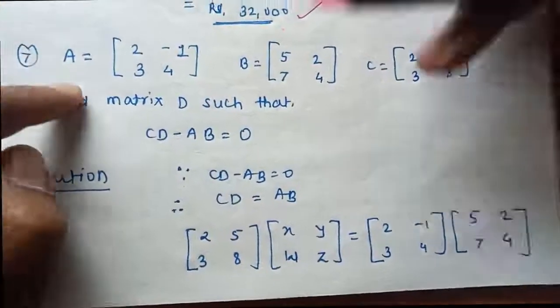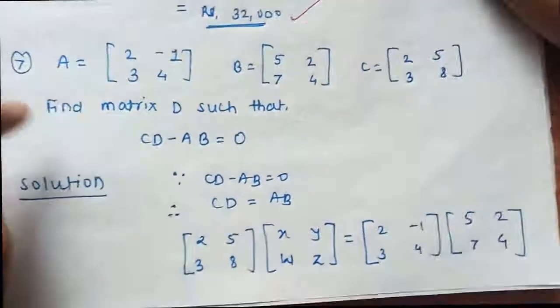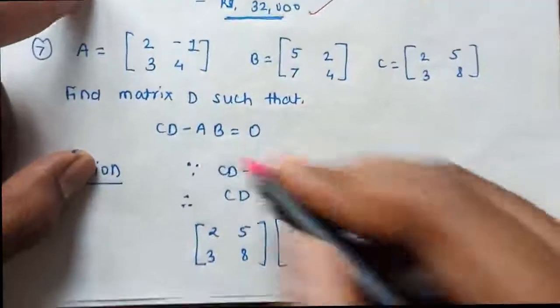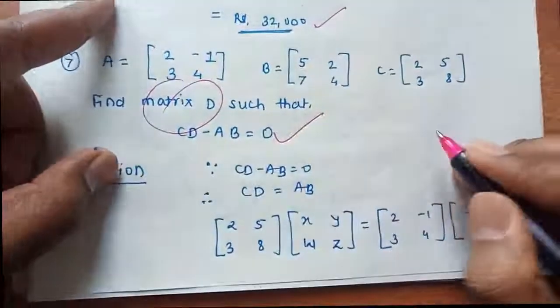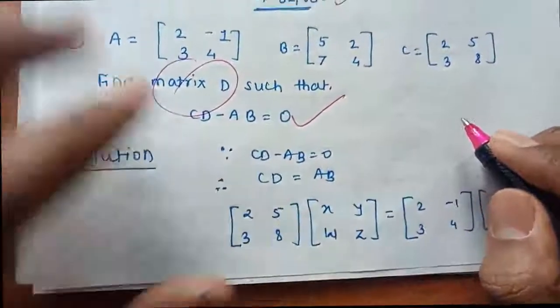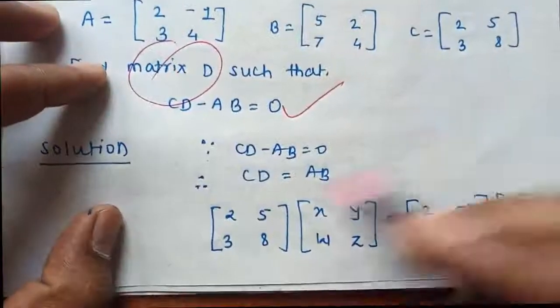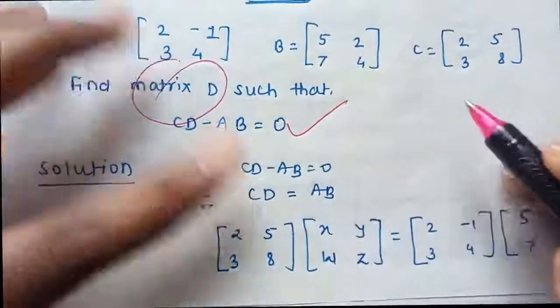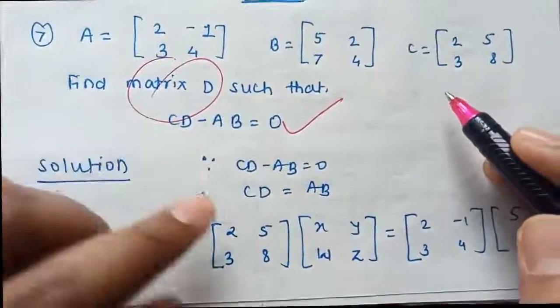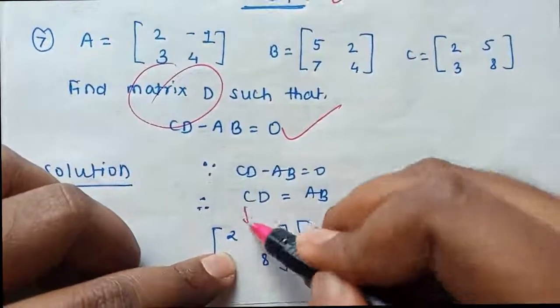Next problem: they have given the A matrix, B matrix and C matrix, and they have asked to find the matrix D by the equation they have given, CD minus AB is equal to 0. So just see properly how I am doing it now. CD minus AB is equal to 0. The C matrix is already given, so just put it down.